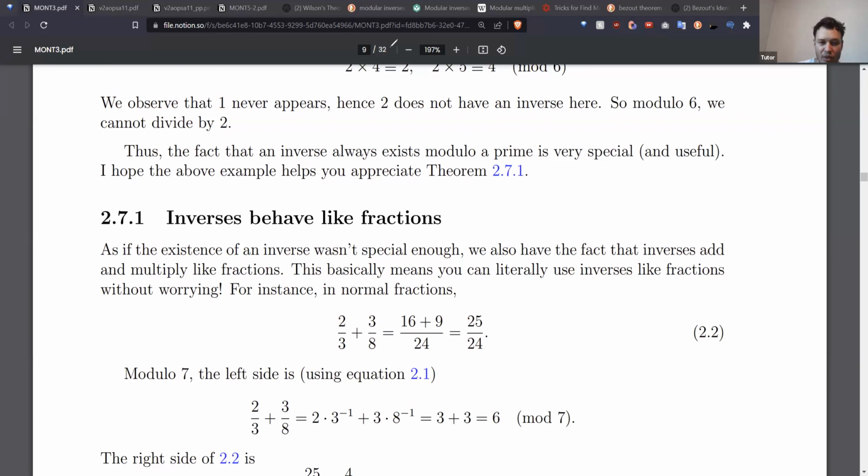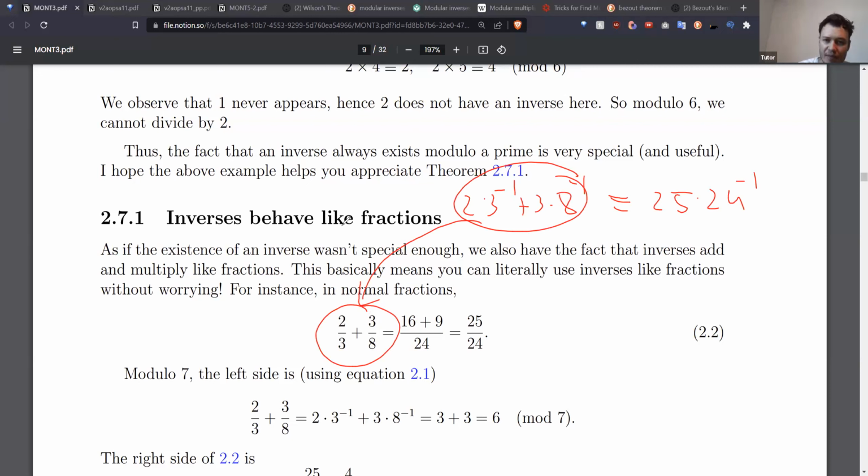So for example, if you had 2 times 3 inverse plus 3 times 8 inverse, it turns out that this would be congruent with 25 times 24 inverse, because if you look at this thing, it is exactly this, right? But then this is going to become this, and this thing in here is this. So basically, you can also do modular inverses with fractions. Now we haven't proven this, so how can we show that this is the case? Well, at least let's check it.